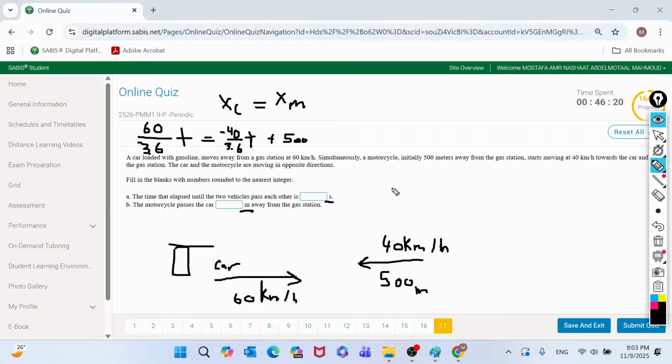Okay guys, let's find t, so I'll just put it on the calc. 60 over 3.6 t equals negative 40 over 3.6 t plus 500. You get 18. So t equals 18.